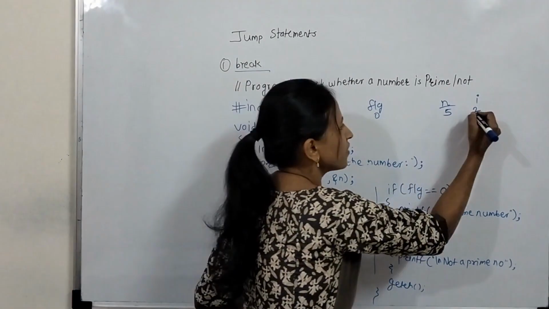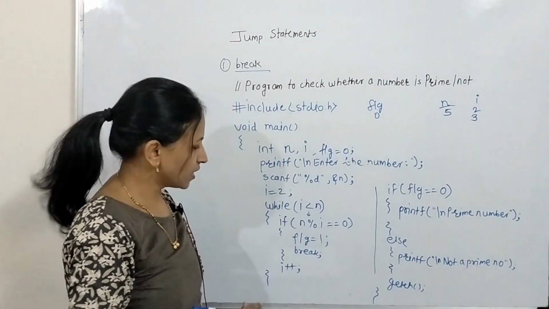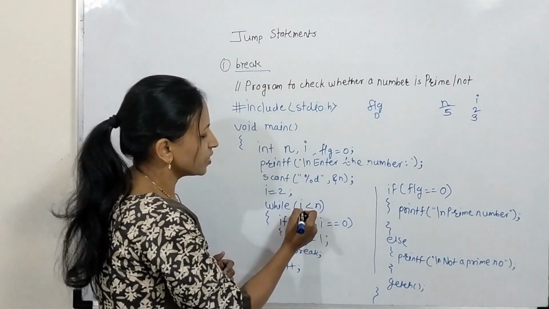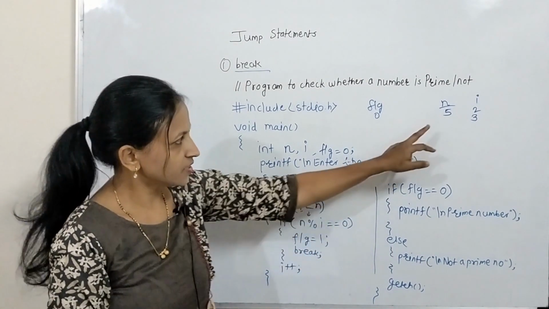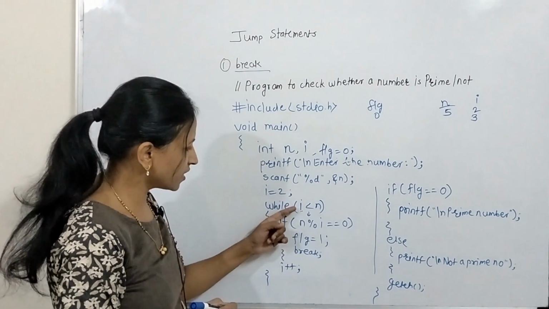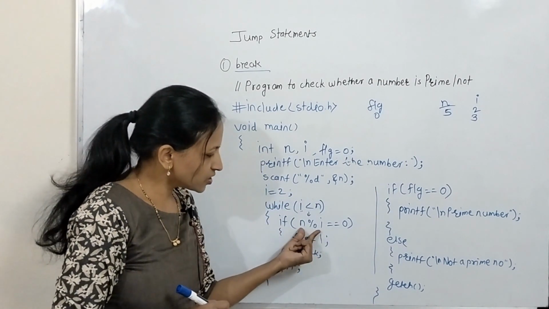That means the value of I will become 3 in this case. Now again control will go here. Again check for the condition. I is less than n, 3 is less than 5. Yes, it is true again. Again it will come here.